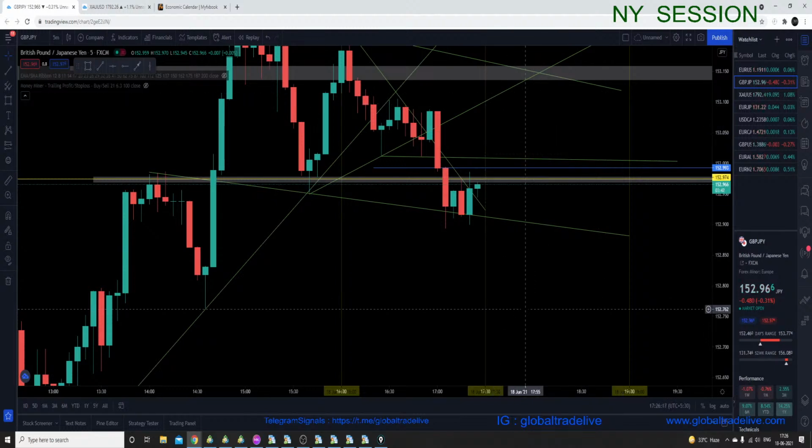So let's see what will happen, because the way it was moving down and it flipped back, that means the reverse volume is coming. We almost had 10 pips.